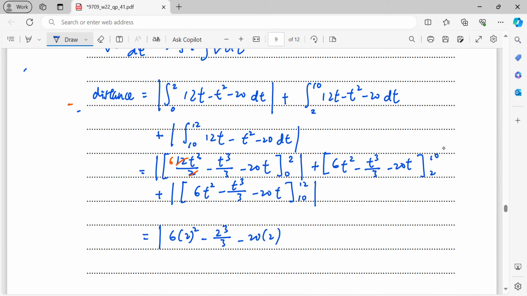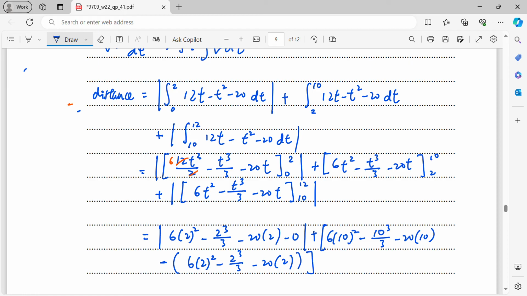Then when t equals to 0, everything is 0. So I will just write minus 0 plus 6 times 10 squared minus 10 cubed over 3 minus 20 times 10. Then you minus when it is 2. Okay, so then here I will write minus, put a bracket, when the t is replaced by 2.